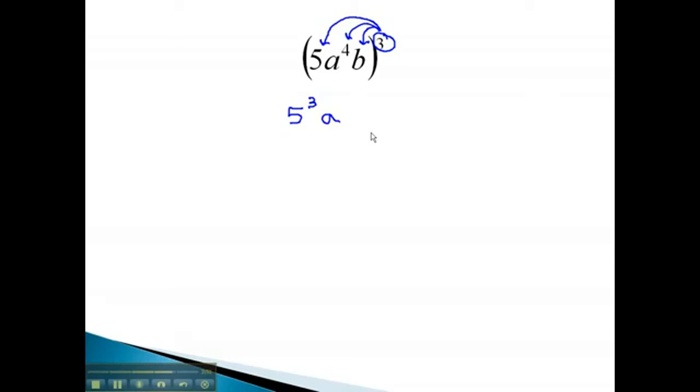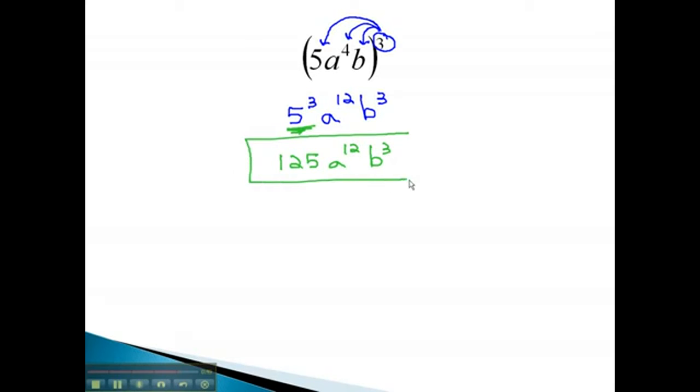On the a, we multiply the exponents, 4 times 3, to get 12. Finally, the b also carries the exponent of 3. We can evaluate 5 to the 3rd to get 125, a to the 12th, b to the 3rd for our final answer.